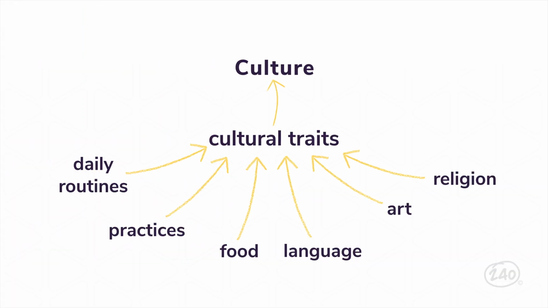Let's start by hearing a little more about culture. Geographers describe places not only by their physical characteristics, but by cultural ones as well. Culture is composed of cultural traits, individual aspects of human activity that shape the social life of a place. These traits include daily routines and practices, food, language, art, and religion. Culture continually changes as societies encounter new challenges and influences, both external and internal.